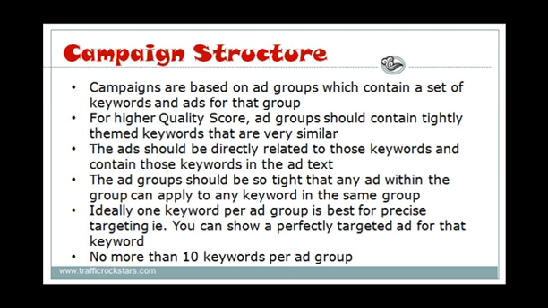The ad groups should be so tight that any ad within that group can apply to any keyword in the same ad group. And ideally, one keyword per ad group is best for precise targeting, which means you can show a perfectly targeted ad for that keyword. It's dedicated for that keyword, and you don't have to try targeting 10, 20, 50 keywords in the same ad group, because it's almost impossible to write a perfectly targeted ad for 50 different keywords. So ideally, as a guide, no more than 10 keywords per ad group.